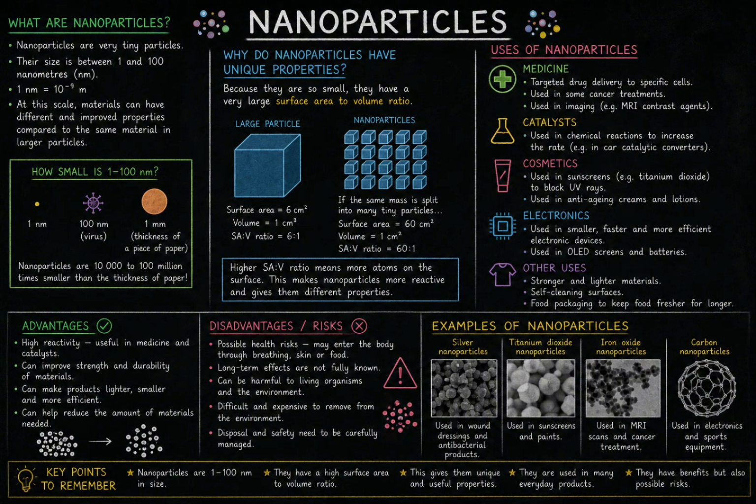Uses. Nanoparticles have many useful applications. They are used as catalysts to speed up reactions, in medicine for targeted drug delivery, in cosmetics such as sunscreens, in electronics to make smaller and faster devices. Advantages. Advantages include faster chemical reactions, improved medicines, stronger and lighter materials, better performance in many products.